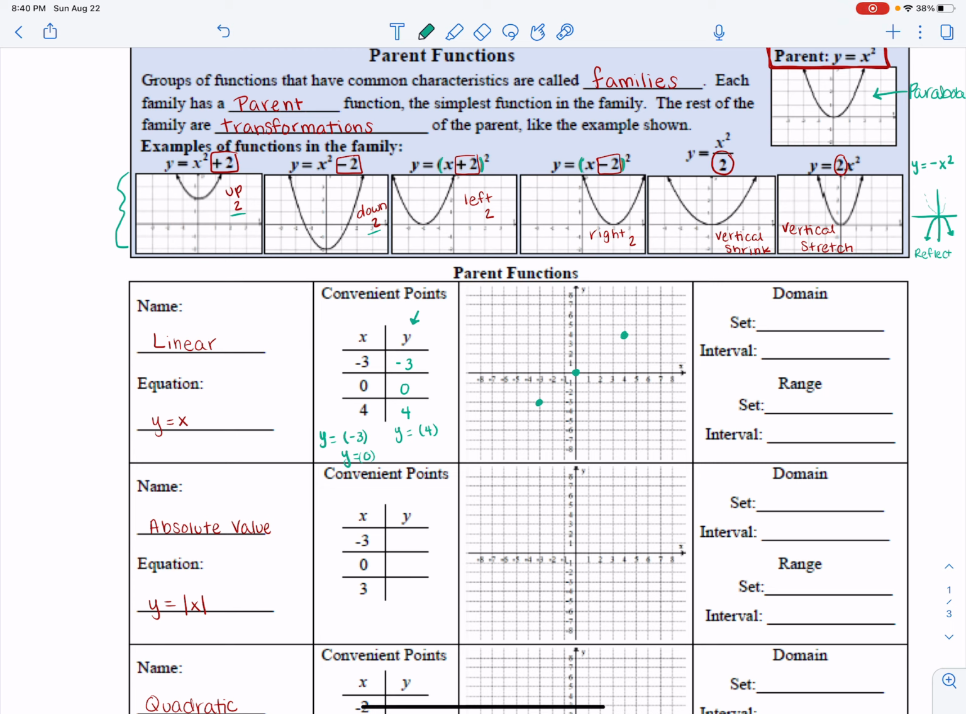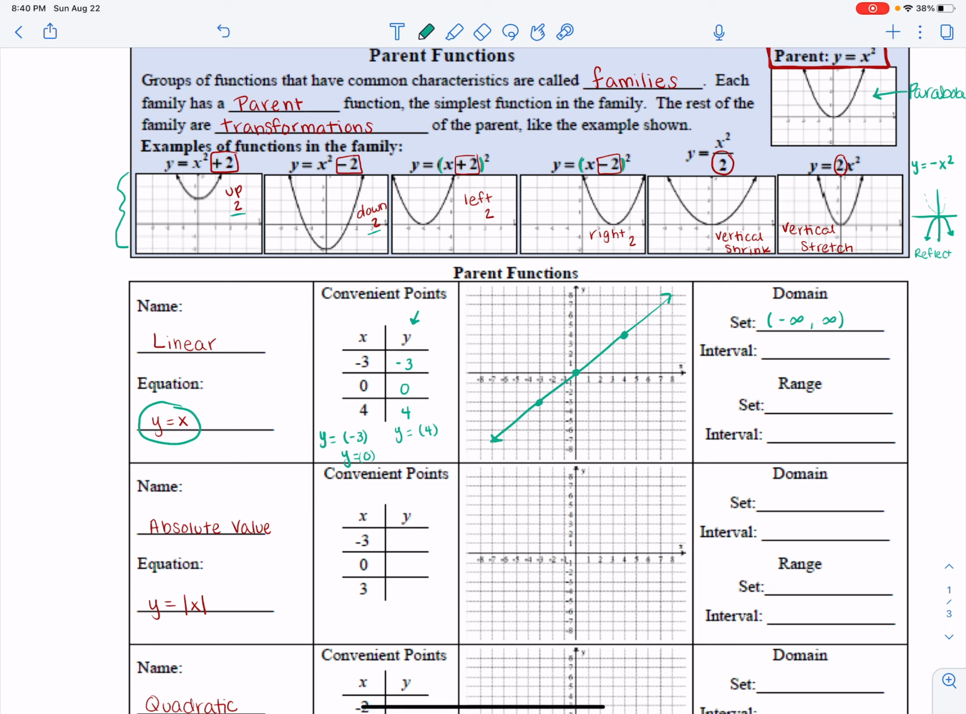Then remember, there's more points on this equation than what we have. We just needed a good idea of what it would look like. So now we will connect the points as best we can and describe the domain and range. So in set notation, our domain goes from negative infinity to positive infinity.